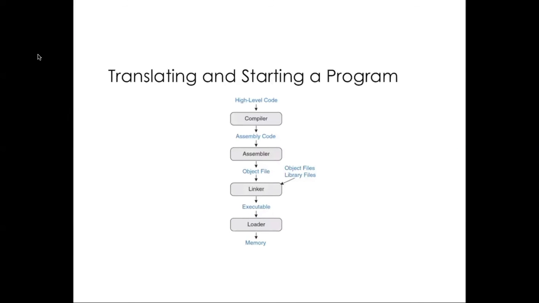Now that we know how MIPS memory is laid out, we know everything we need to know about getting a program into memory and actually starting it up. All the way from taking high-level code, such as Java or C, down to getting it into memory and actually running it. And we'll talk about each of these parts at least briefly.